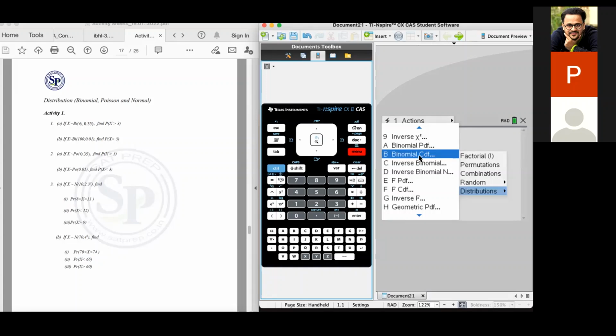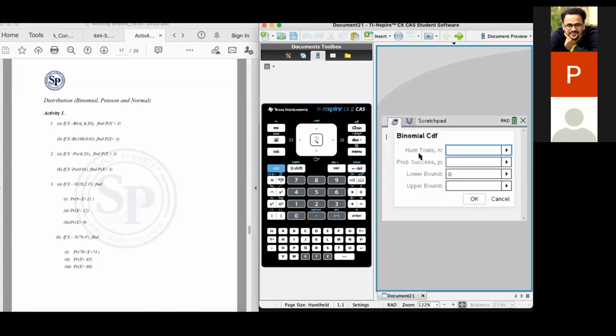One thing to note: when we have a range like greater than or less than, we use CDF. If we want a direct exact value, when the word exact comes, then you have to use PDF. So the number of trials is already given as 6, the probability of success is 0.35, then the lower bound is 0 here and they are asking for greater than 3.